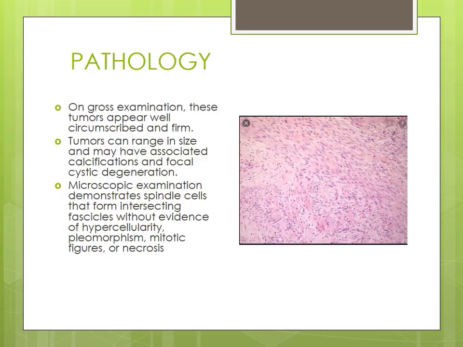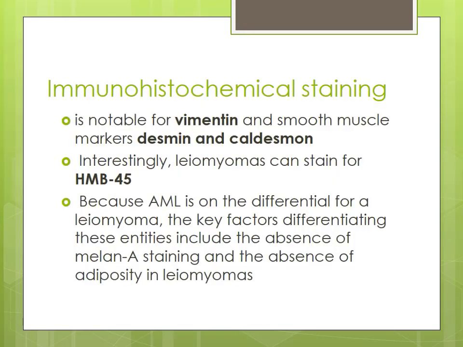On pathology, the leiomyoma appears as a well-circumscribed and firm tumor. The tumor can range in size and may have associated focal calcification and cystic degeneration. On microscopy, they show spindle cells, that is the muscle cells that form intersecting fascicles without evidence of any hypercellularity, pleomorphism, mitotic figures or necrosis. These are benign entities and only show spindle cells. On immunohistochemical staining, they are positive for vimentin and smooth muscle markers like desmin and caldesmon. Leiomyoma can also stain positive for HMB45.